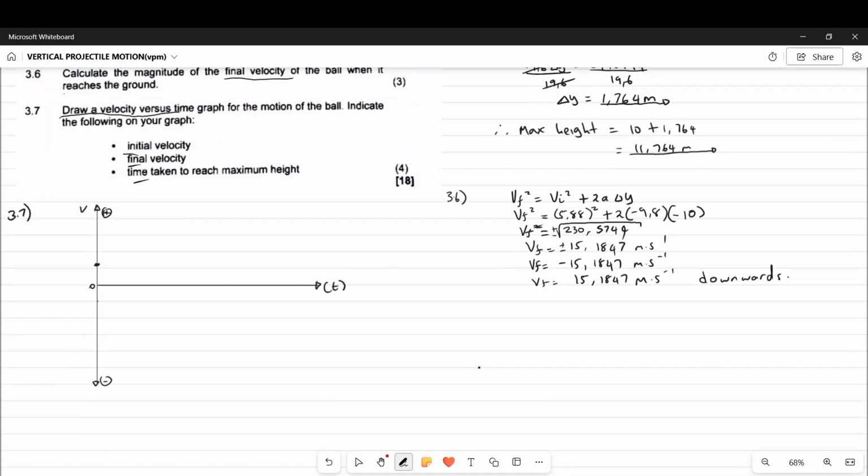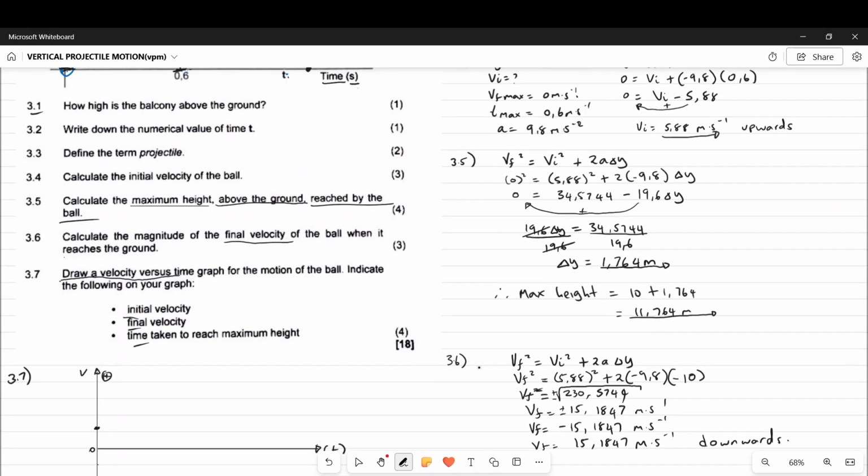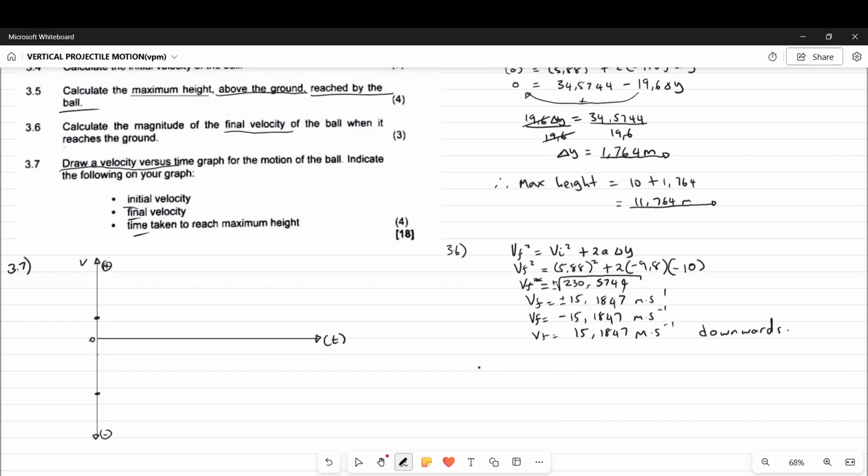Now the final velocity, they want it to be negative 15, so negative is this side. If this is 5, this is going to be 5, 10, 15, so it will be somewhere right here. So you can put a dot over there. And then they want you to indicate the time taken to reach the maximum height. We read it was 0,6, so time to reach the maximum height was 0,6, and we can say that part is somewhere here.